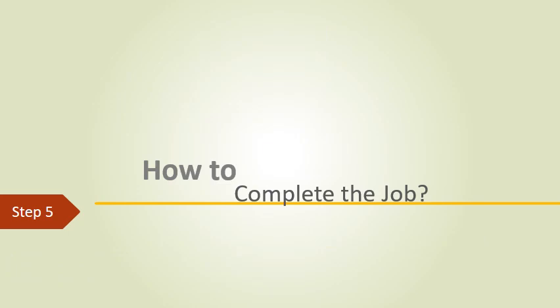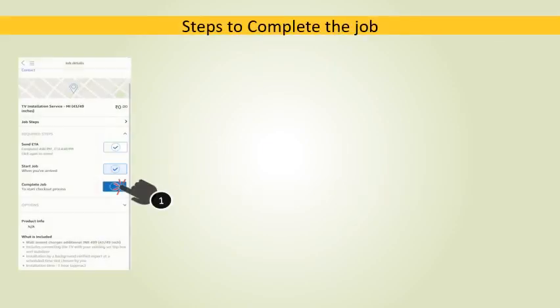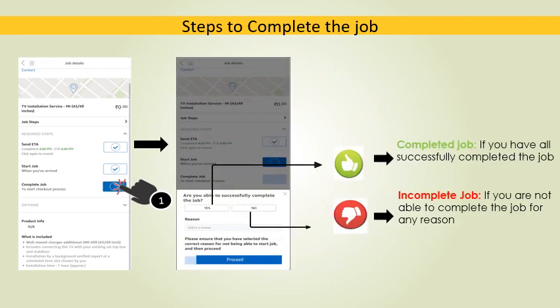Step 5. How to mark the job as completed in Technician app. Once you have completed the job and have asked customer for confirmation and satisfaction, you have to mark the job as completed using Complete Job button. Click on Complete Job button. This will have two options, yes and no.